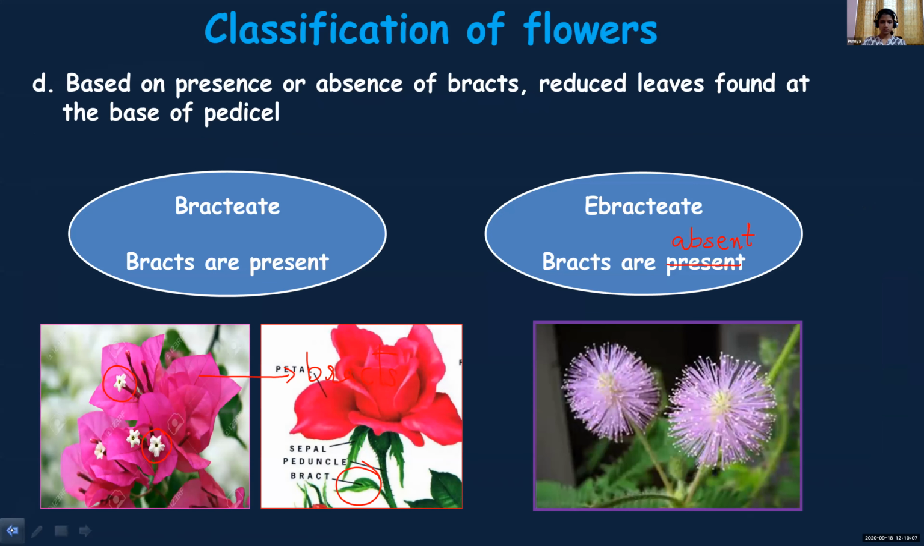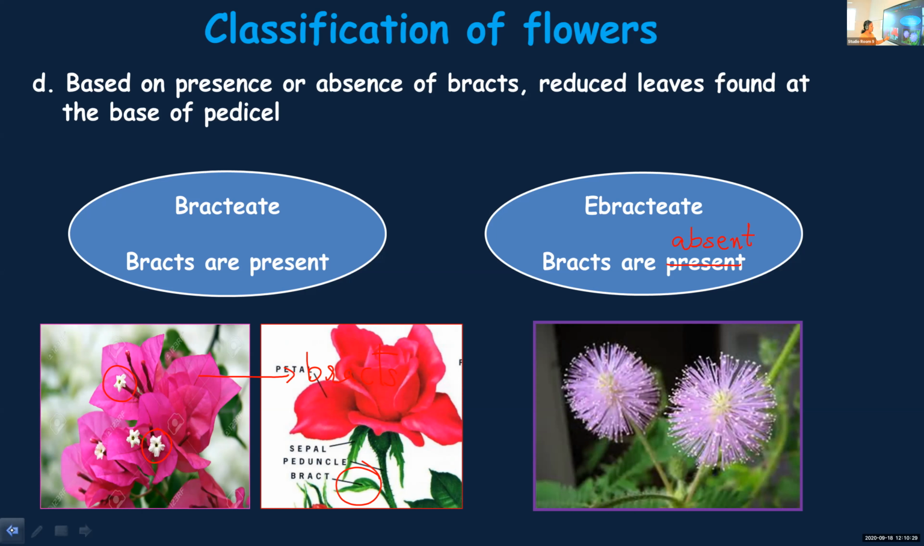Bracteate means these structures known as bracts, when they are present in the flower, you call it a bracteate flower. And when these are absent, you call it ebracteate. And these bracts can be either colorful or green colored, just like a leaf. You can see reduced leaf-like structures.